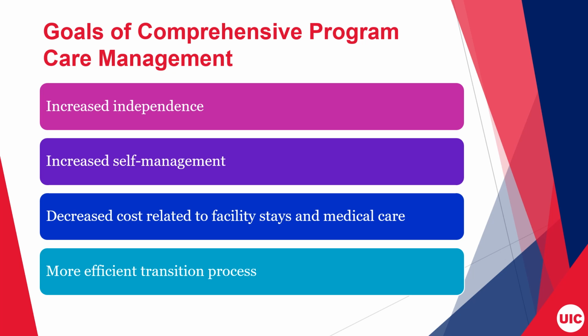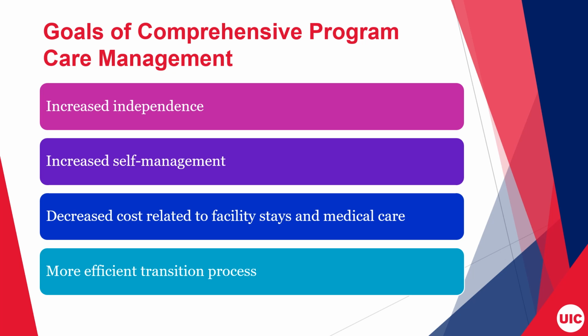Within the Comprehensive Class Member Transition Program, care management has several specific goals. These include increased independence for members, enabling them to engage in more of the activities they enjoy. In addition, members will increase self-management through the support of a care manager. This includes self-management across domains, including medical, psychiatric, financial, and community needs.